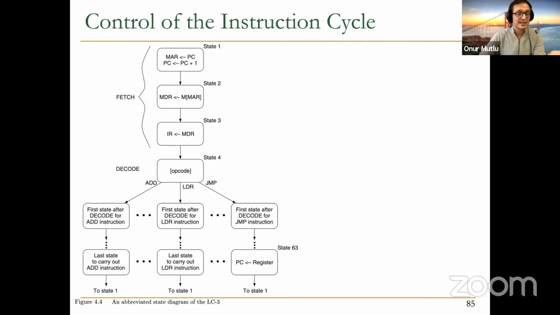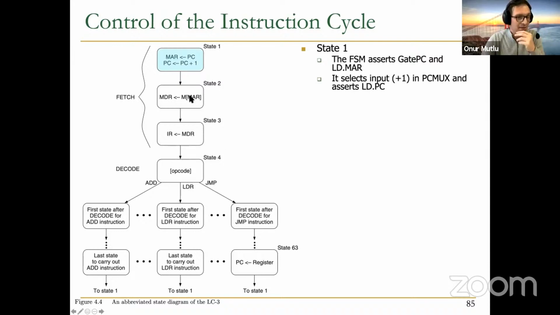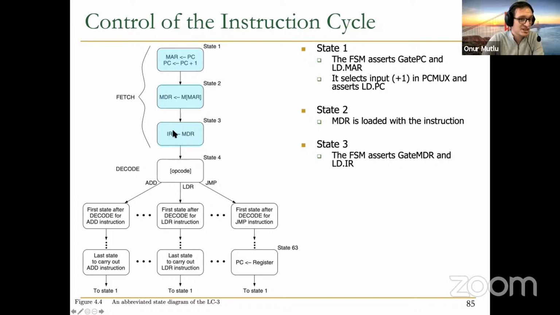But if you're interested in how we actually control the instruction cycle, this is a state machine-based representation of it. This is the fetch part. PC gets loaded into MAR, and PC gets incremented in state 1. In state 2, in the next clock cycle, the memory responds with the data at the address in MAR, and it is placed into the MDR. And then in state 3, MDR gets loaded into the instruction register. So that's the fetch phase in the finite state machine.